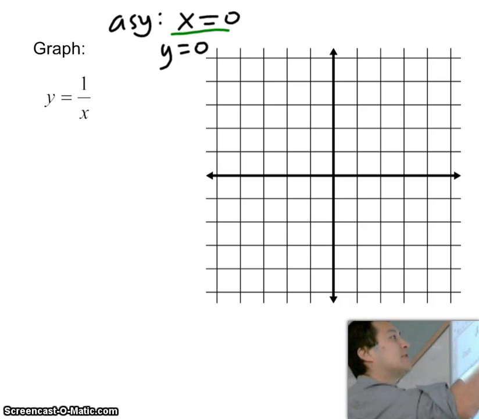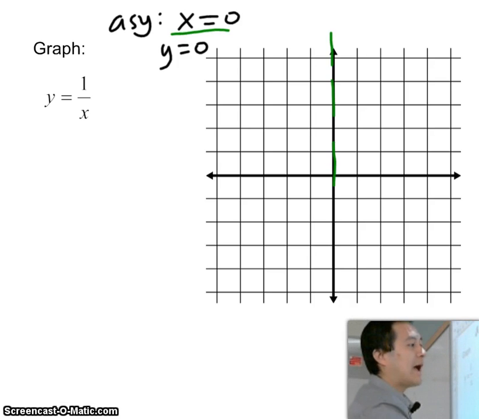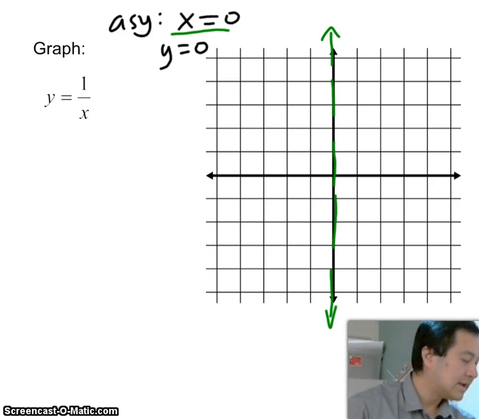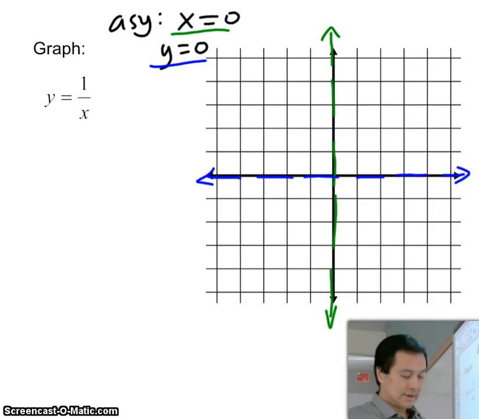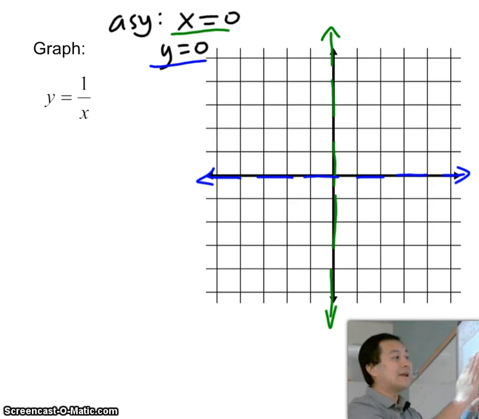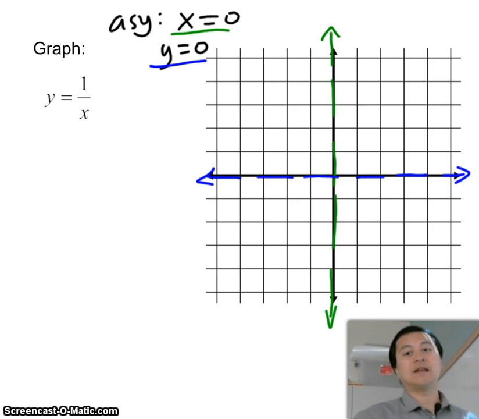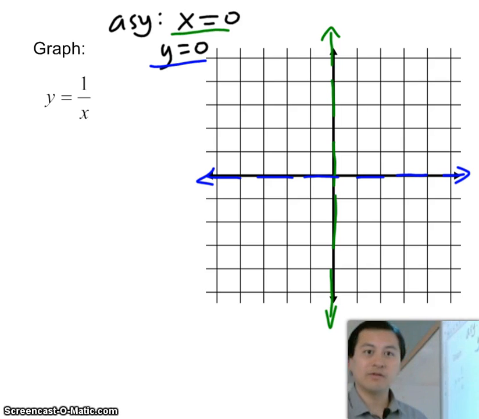X cannot be 0 looks like this. This is called the asymptote. Never cross. Then the second one I'm going to draw in blue. This is the other asymptote. Y is 0. So the graph is going to be in here. The graph will not touch any of these. So what the heck does this graph look like?